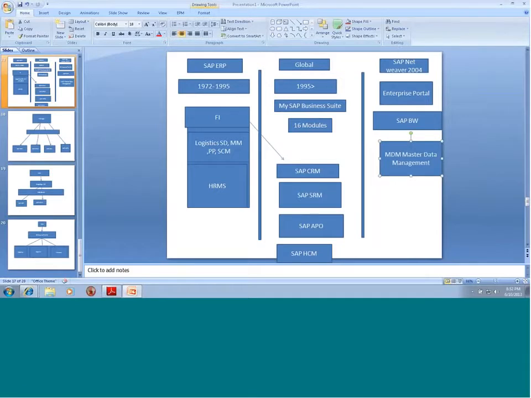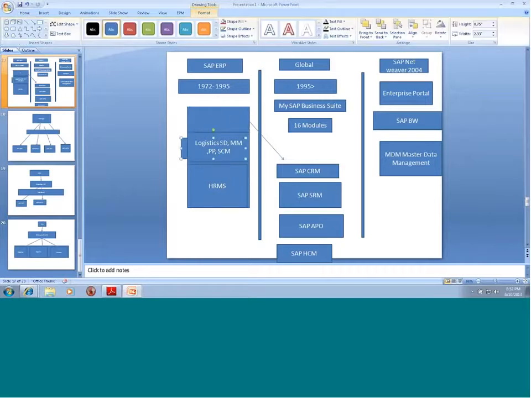If you look at the evolution of the SAP system, SAP were leaders in ERP systems. In the 1970s to mid 1990s, they were primarily focused on the three primary modules, which are FI, logistics, and HRMS. Don't get me wrong, all these modules that existed in the 1970s are still very efficient, but the company had to move along with the current trend.